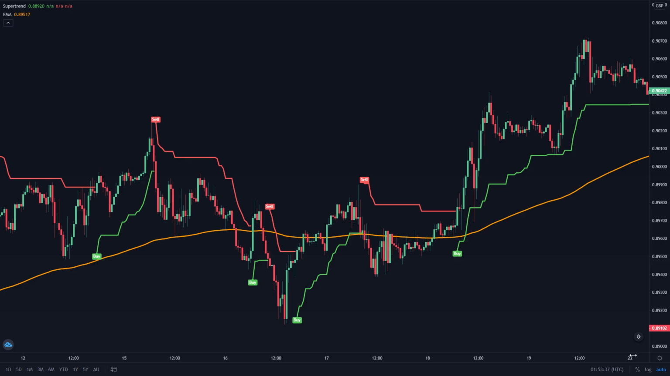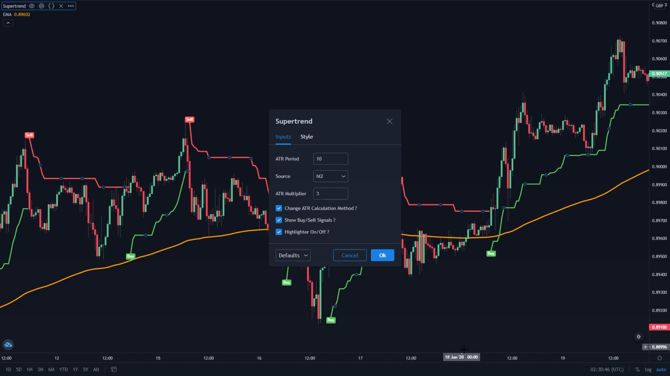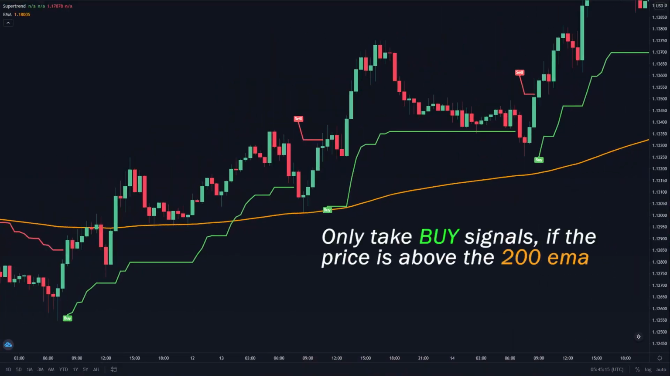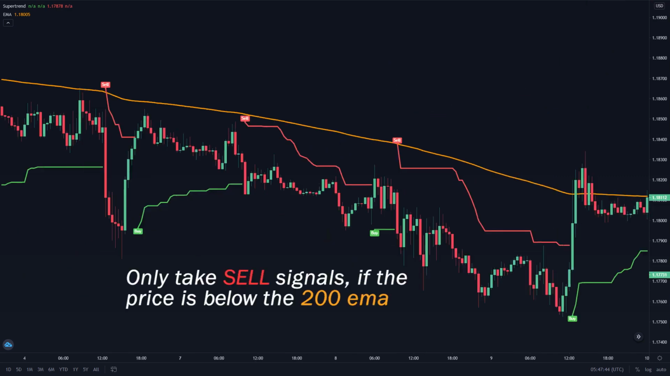For this strategy, I'm using the default settings of the Supertrend indicator. This is how you trade the strategy. You only take buy signals from the Supertrend when the price is above the 200 EMA line. And you only take sell signals from the indicator if the price is below the 200 EMA line.